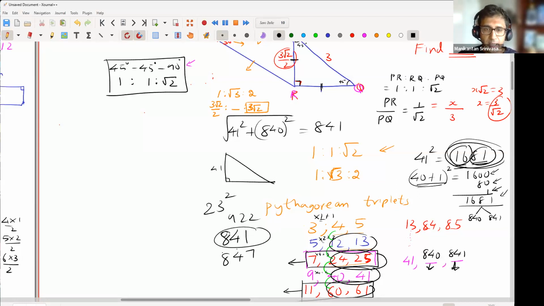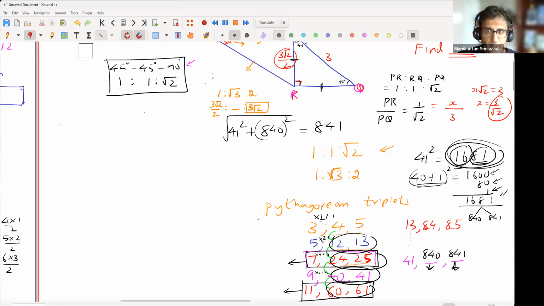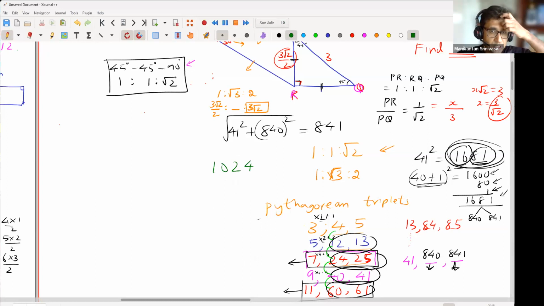Which is why I keep harping on it in all my classes, right? Know your perfect squares, know your perfect cubes. Powers of 2 are also very important, right? Another quick one. What is 1024? Rachit, what is 1024?